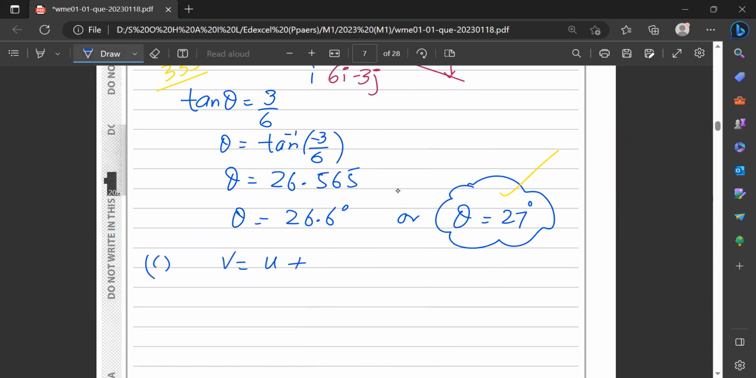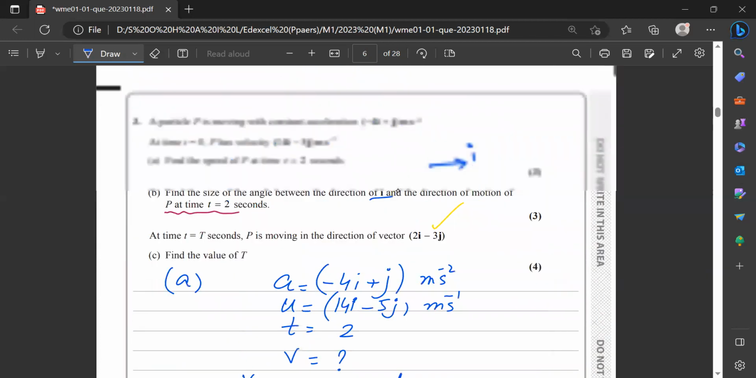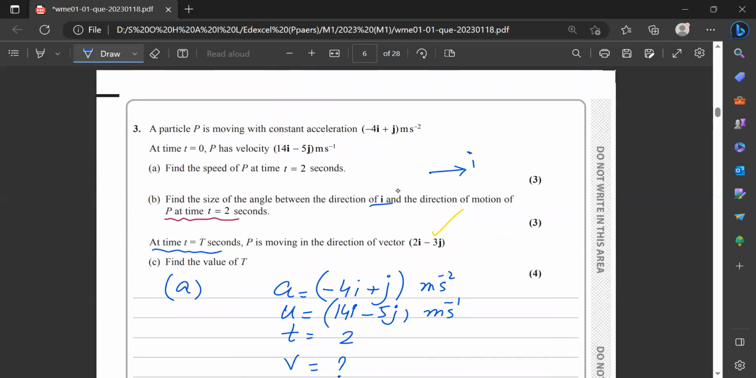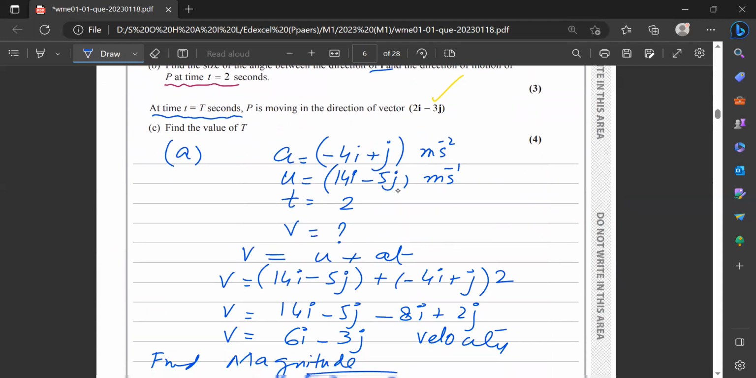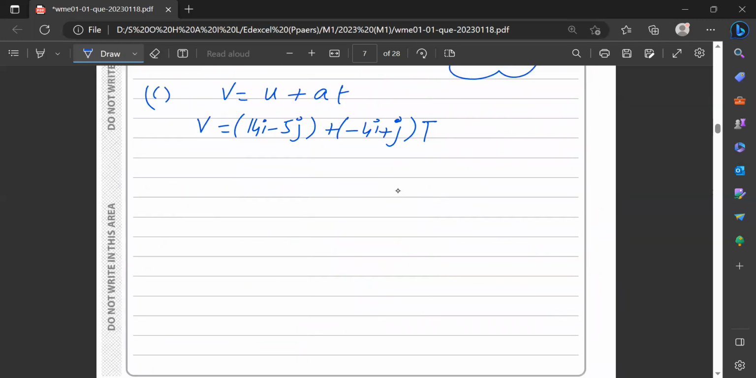Velocity is u plus at. So velocity is v. The initial was 14i minus 5j. If you remember, a was minus 4i plus j. Everything is the same. In the previous part I used t equals 2 because of the question, and here it is t. So the question is, at time t seconds, P is moving in the direction of 2i minus 3j. The rest is the same, only the time is different. So when time equals t, it is moving in the direction of 2i minus 3j. Find the value of t. So we can simplify this first.